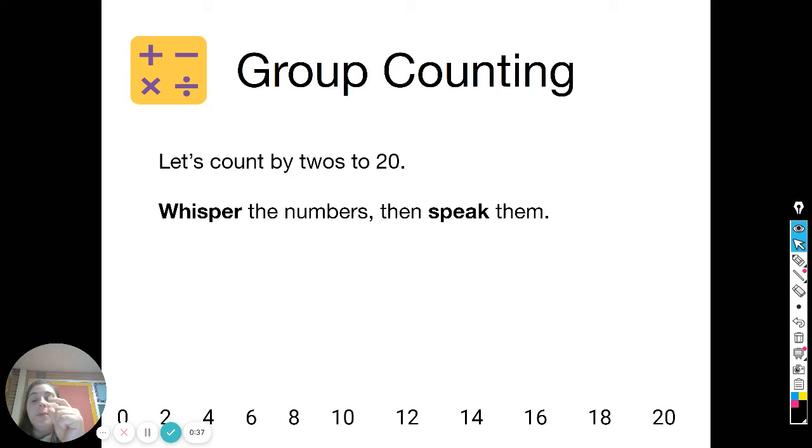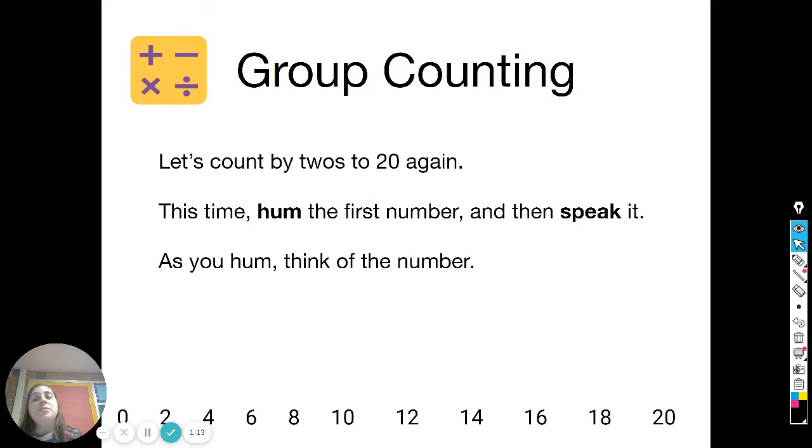And we're going to go ahead and keep counting up. So when I point up, you're going to whisper 2. Ready? 2, 4, 6, 8, 10, 12, 14, 16, 18, 20. Awesome.